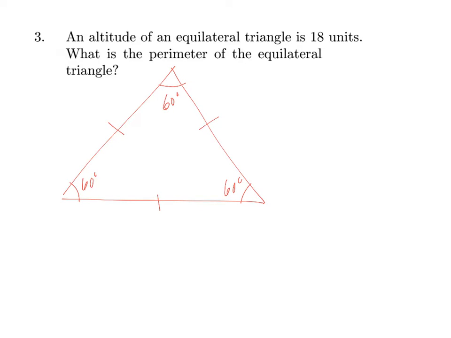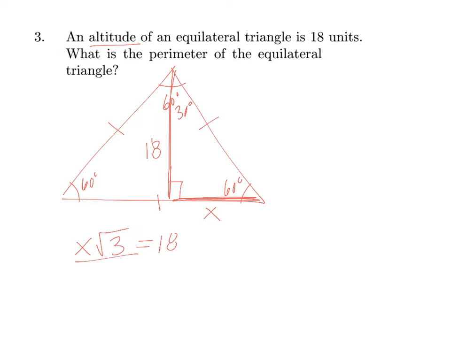It says the altitude is 18. So go straight down. Altitude's 18. It forms a right angle with the base. Okay, so now I'm looking at a 30, 60, 90 triangle. This is the short leg. This is the long leg. There are different ways to explain this, but I'm going to use the most fundamental terms. I'm going to take the short leg, which is x. I'm going to multiply it by square root of 3, and that will give me the long leg, which is 18. All right. Divide by square root of 3.